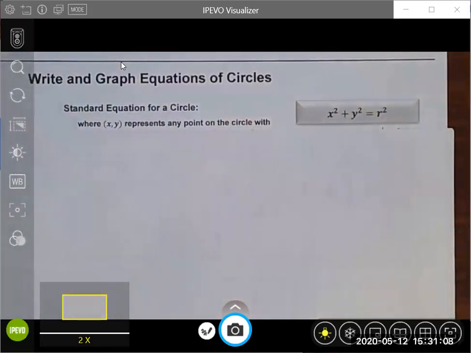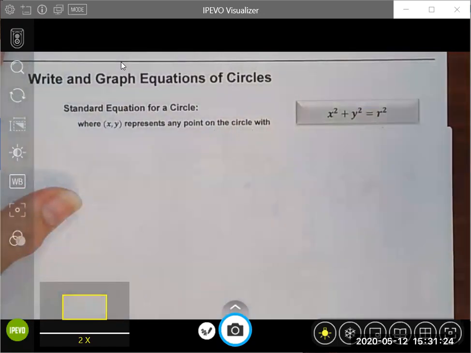Welcome. Today we're going to talk about how to write an equation of a circle. You'll do more of this when you get to pre-calculus in a couple of years. But in the meanwhile, we're going to just touch on it so that you have some familiarity with it.